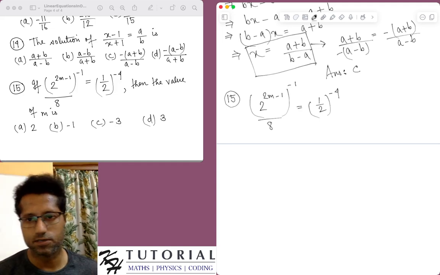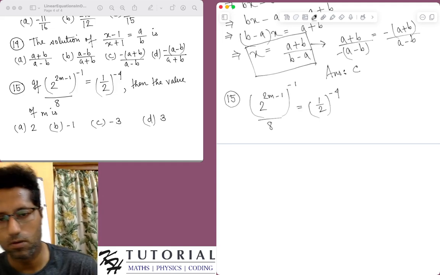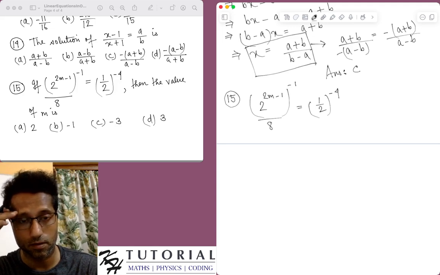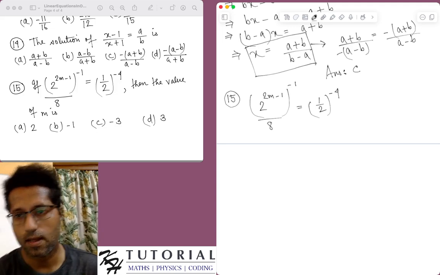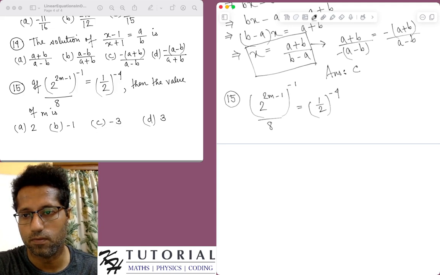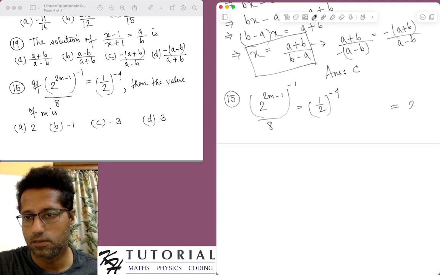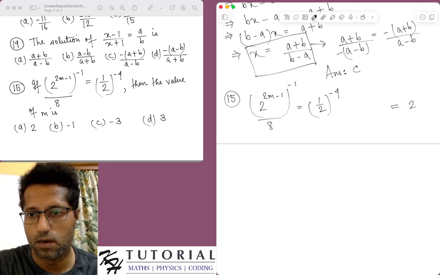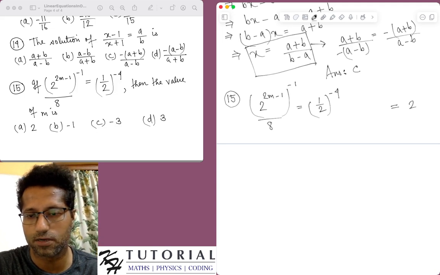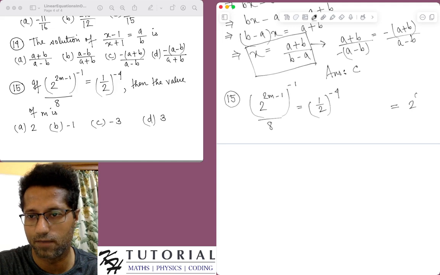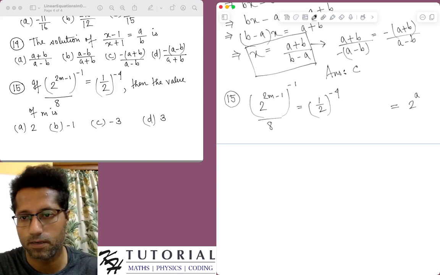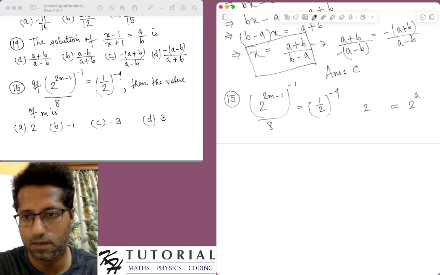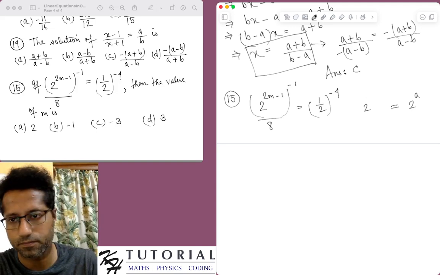Definitely we see that we have to somehow convert all the numbers into powers of 2. Then we will get an equation where the right hand side will be a constant number that is a power of 2, so let's say a power of a, where a will be some constant. On the left hand side we will have some unknown power, but the base will be 2, so it will be in terms of m.